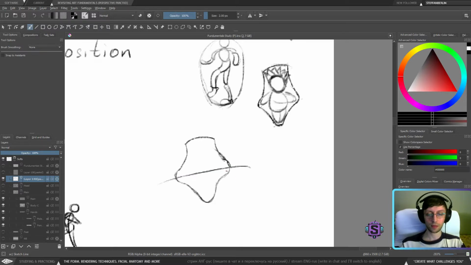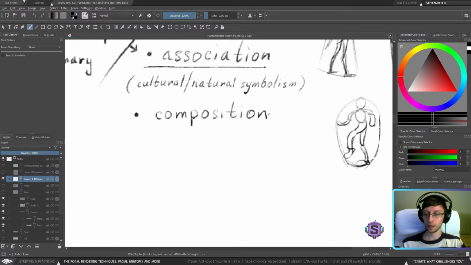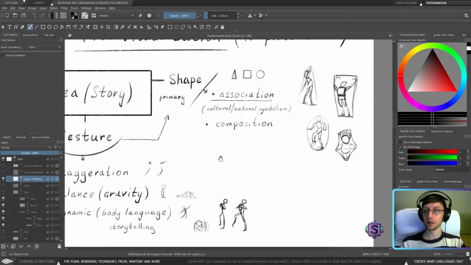Again, this is a super abstract thing. I guess with time we will learn how to control it. But for now, let's just keep it as an option. Composition definitely has to be integrated at this level.